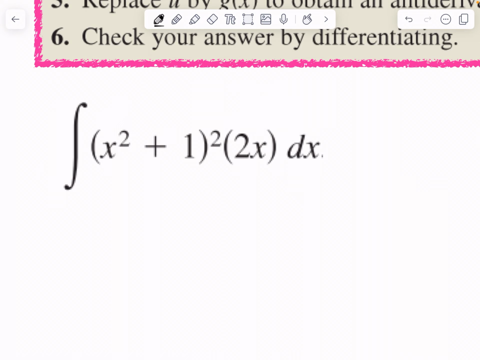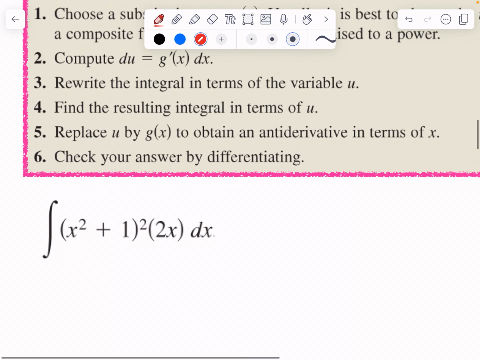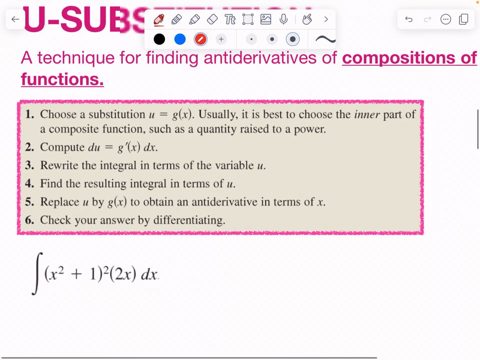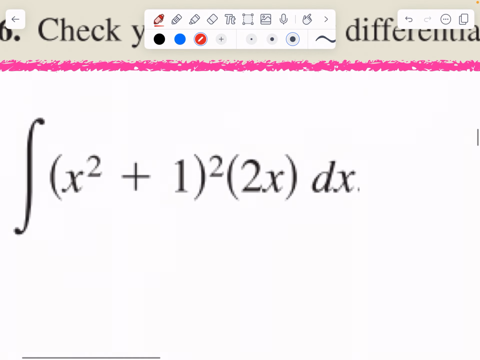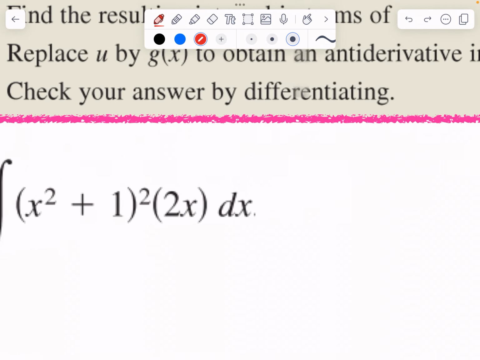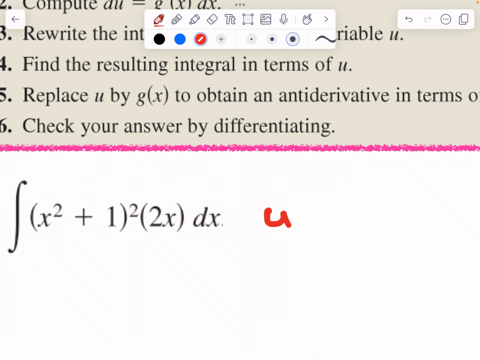The thought is that we make a U-substitution. We let U equal part of our integrand, and then we proceed accordingly to try to make some direct substitutions, making this antiderivative easier to find. Now, as it says here, usually it's best to make your U-substitution for the inside part of the composition. Something that's raised to a power, something that's inside a square root, something that's inside a trig function. Here, x squared plus 1 is being raised to a power, so I'm going to make my U-substitution accordingly. I'm going to let U equal x squared plus 1.